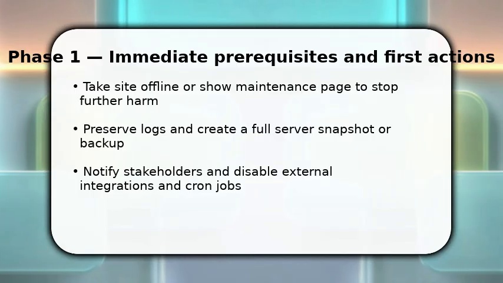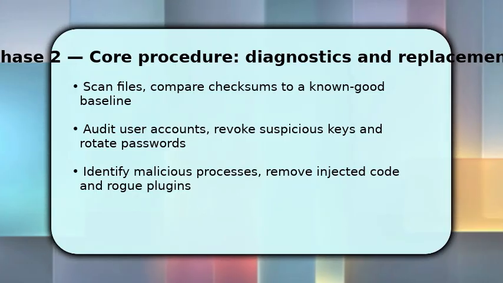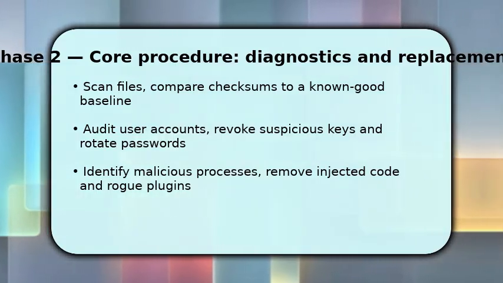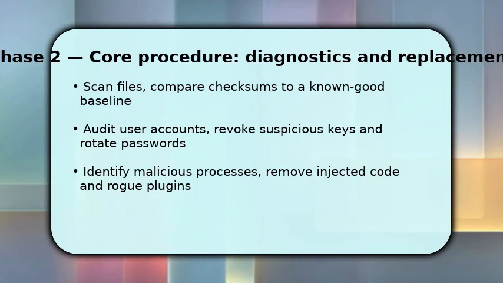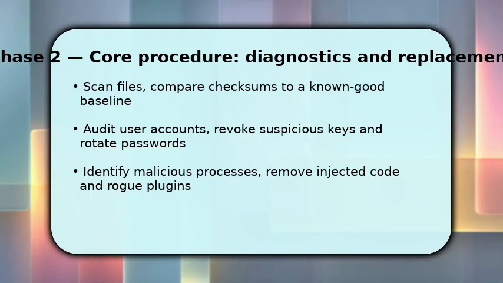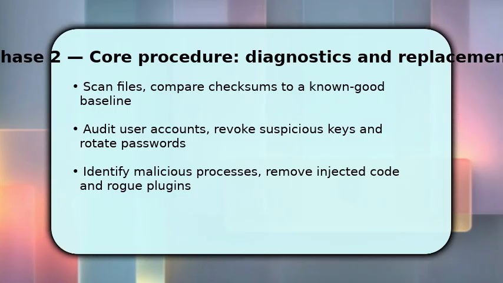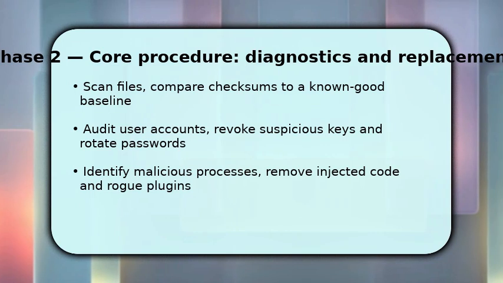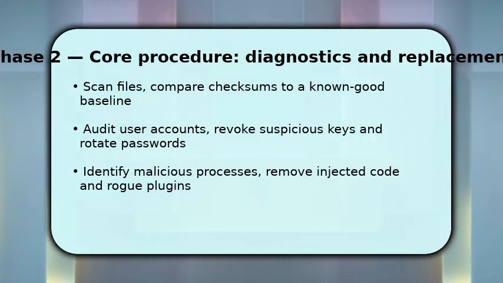You now investigate the root cause methodically. Run integrity scans and compare file checksums to a trusted baseline to find injected files. This shows how the attacker modified the code. Audit all accounts and revoke suspicious keys, then rotate passwords and secrets so access paths are closed. Next, kill malicious processes, remove injected code, and uninstall rogue plugins. Document each change. Once done, rebuild components from known good sources rather than patching compromised files in place to ensure cleanliness.